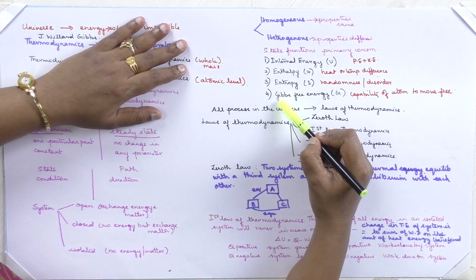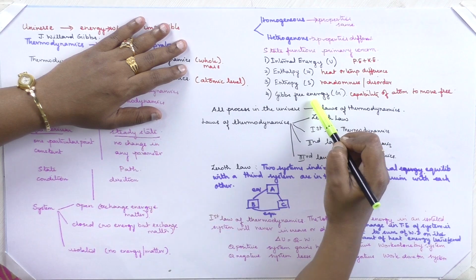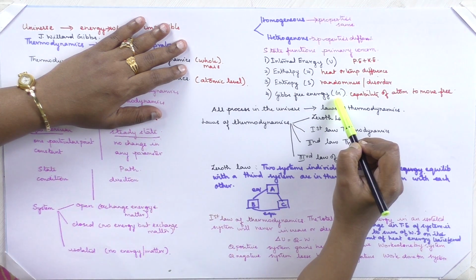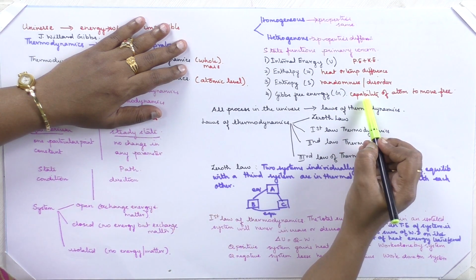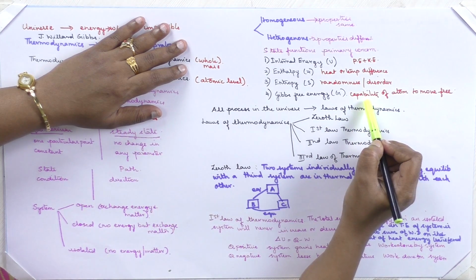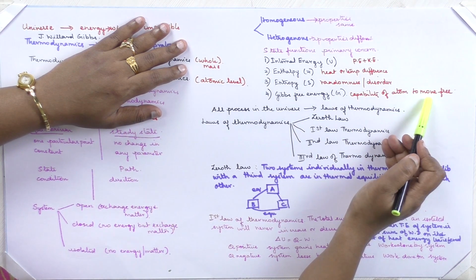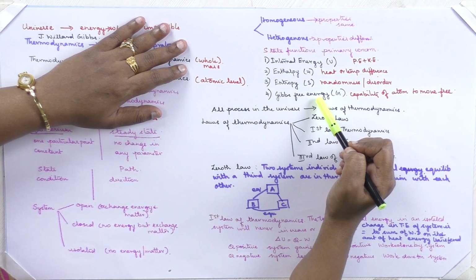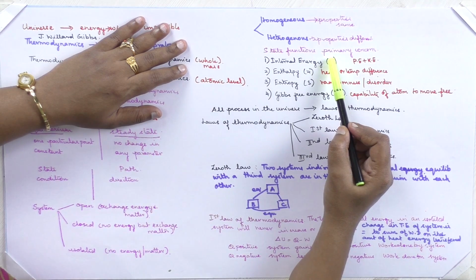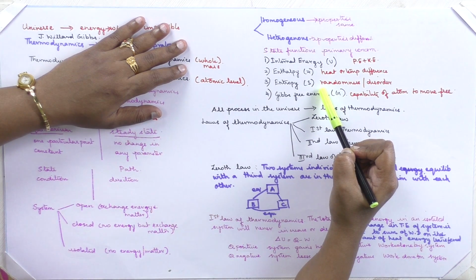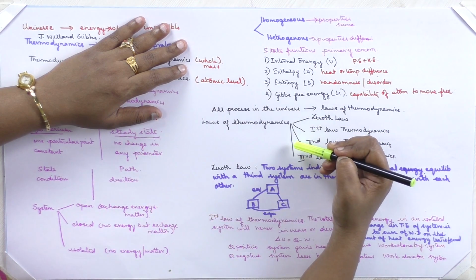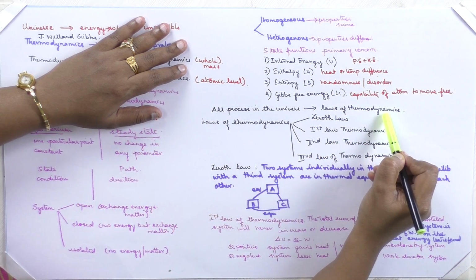And the fourth state function is the Gibbs free energy, where the change in Gibbs free energy is given by del G, and here it is defined as the capability of the atom to move freely in a system. So these are all the important state functions which are of primary concern in thermodynamics. So next we will be seeing the laws of thermodynamics.